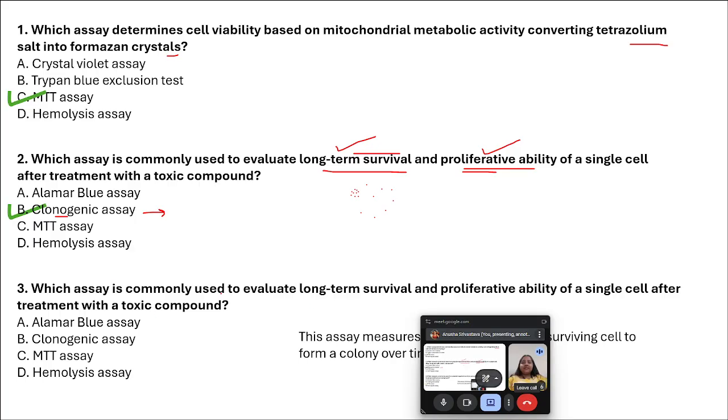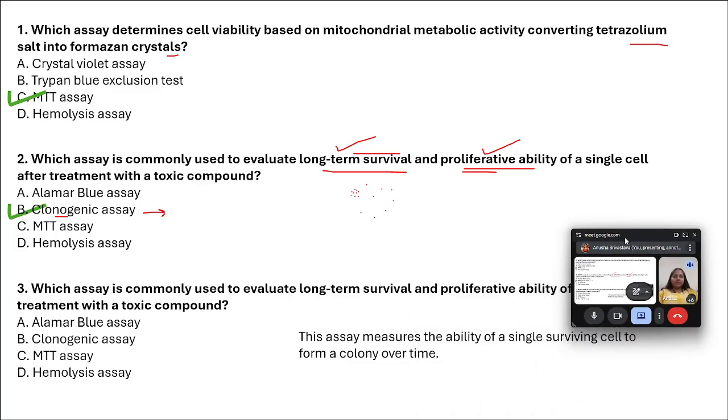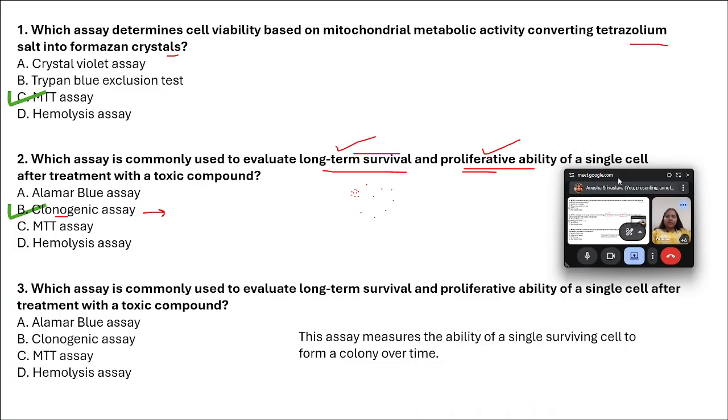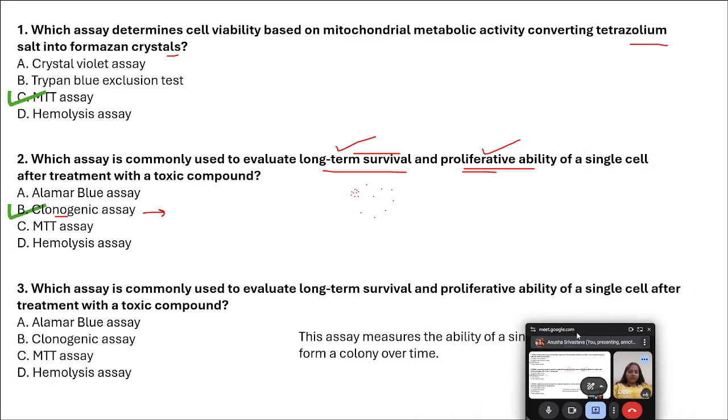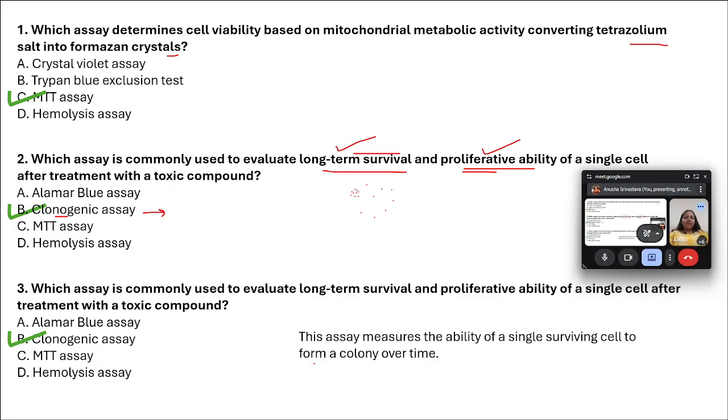Third one is which assay is commonly used to evaluate... I think I have added this question twice by mistake. Okay, yes, I think I have added it. I'm so sorry. It's okay. This has been repeated twice. My bad. Sorry for it.